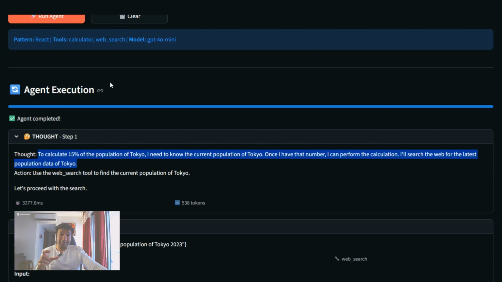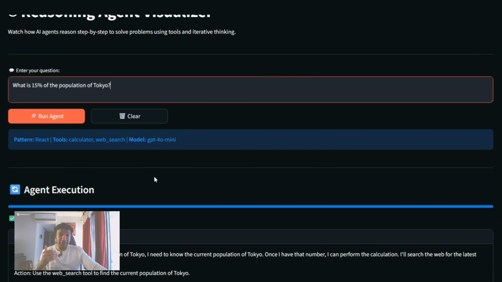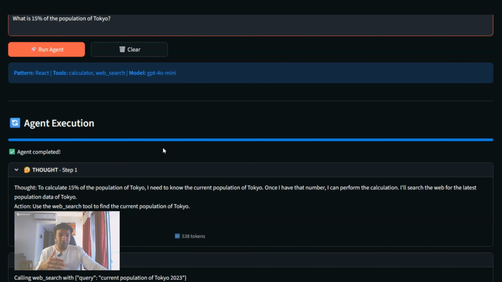What happened here was that this prompt I gave was given to the reasoning agent. The reasoning agent queried the GPT-4o model, which understands prompts, intent and meaning, right? That model gave back the response that the user is asking for 15% of the population of Tokyo. So you need to figure out Tokyo's population and then multiply it by 15%. It also returned an action: use the web search tool to find the current population of Tokyo.